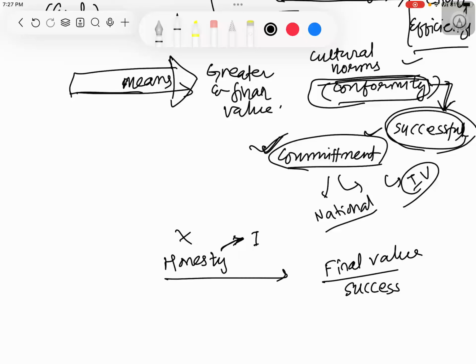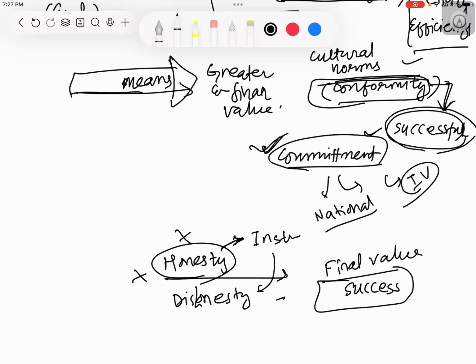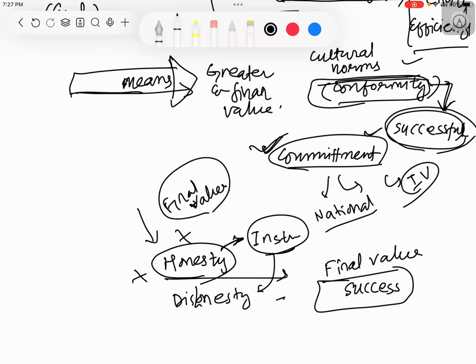So for this period that might be an intermediate, sorry, instrumental value. Then you decided that no, if not through honesty then through dishonesty. Now this will also become an instrumental value for you, because for you the final value is success. But for some other person, the final value itself is honesty. For them it is not instrumental at all; honesty is intrinsic. They feel happy when honest.